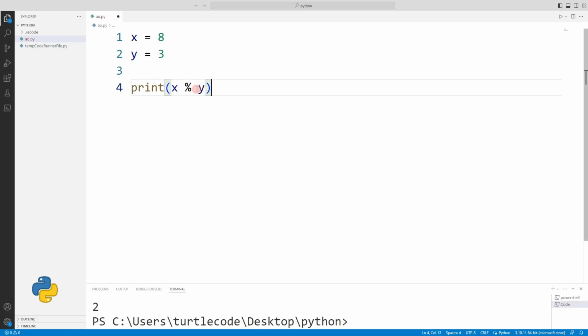We can use the percent operator to find the remainder of the quotient. We can do exponentiation using the stars.